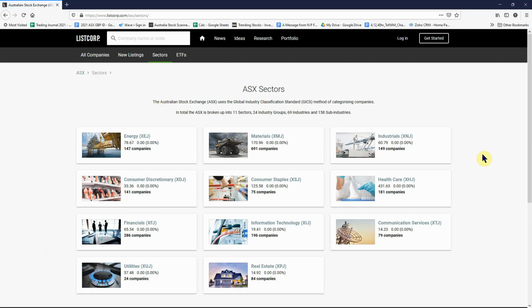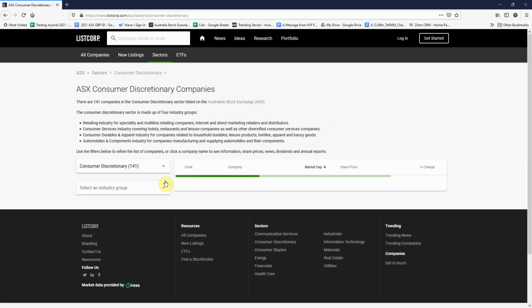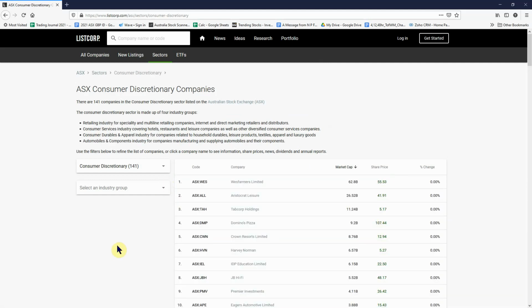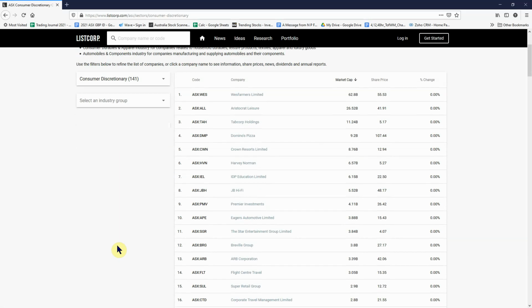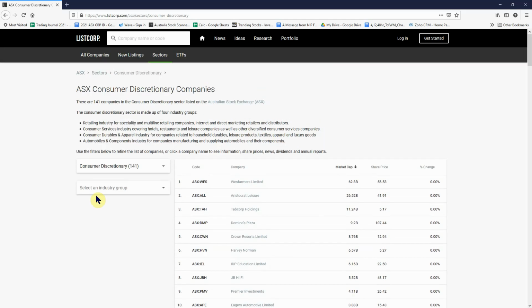Then on this website, we see the sectors. We can click on, what are we on? Consumer discretionary. Okay, and on this it gives us, within the ASX 200, the most heavily weighted shares at the top of the list. Wesfarmers, Aristocrat, yeah. Okay, so we're on the same page.